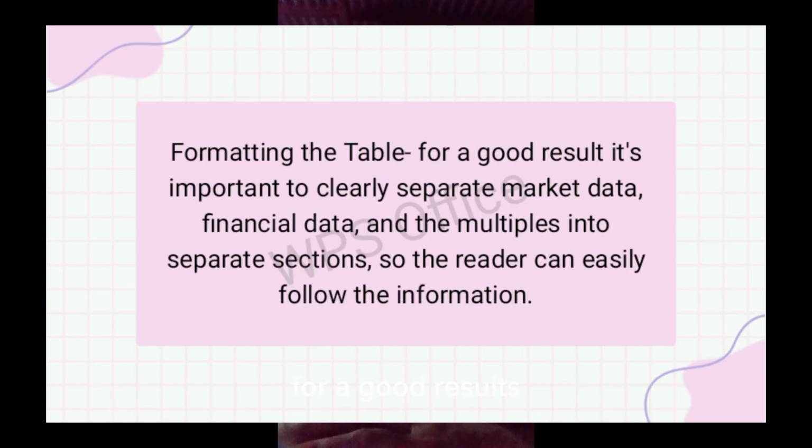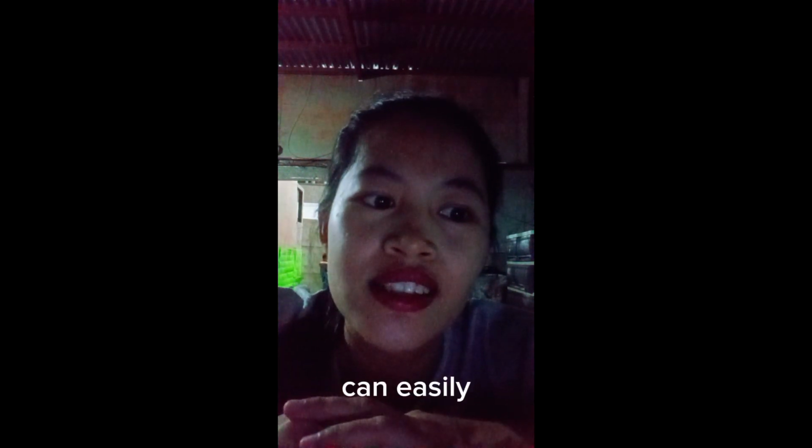Next one is formatting the table. For good results, it's important to clearly separate market data, financial data, and multiples into separate sections so the reader can easily follow the information.